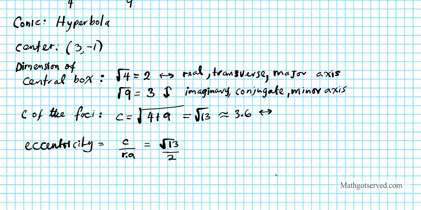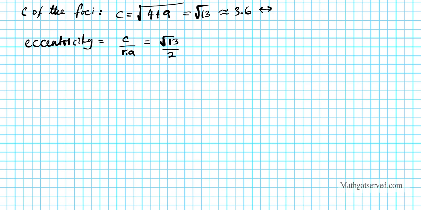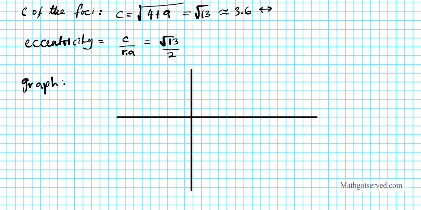All right, let's go ahead and graph our hyperbola. Now, we notice that our center is (3, -1), which is in quadrant number 4. So we need to make our quadrant 4 sufficiently large to accommodate for that space. So graph it like this.